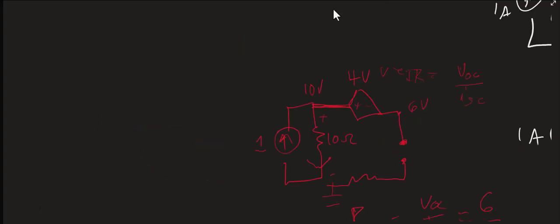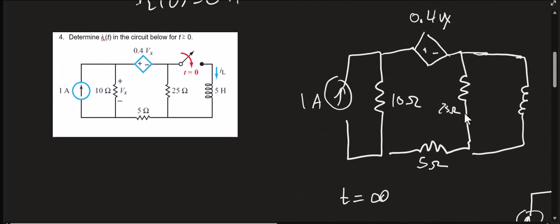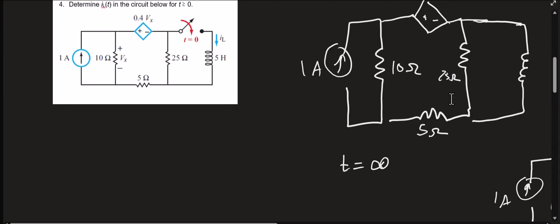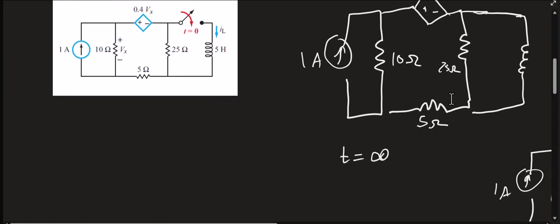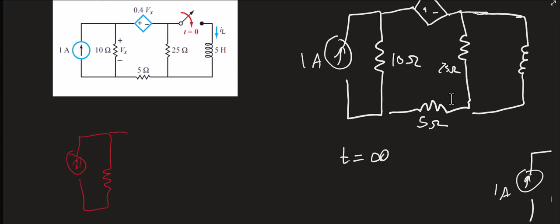All right, so we need to find V open circuit. And when I did this in the session, I used this circuit right here, which is the circuit at infinity. But during the transient, this 25 ohm resistor has not been shorted out yet. So we have to include that when we are finding V open circuit. So for V open circuit, we would have this.